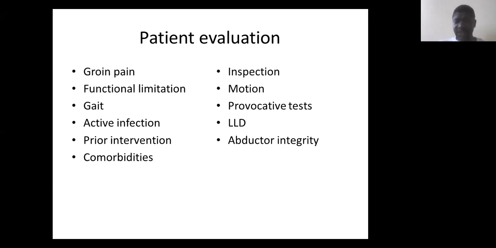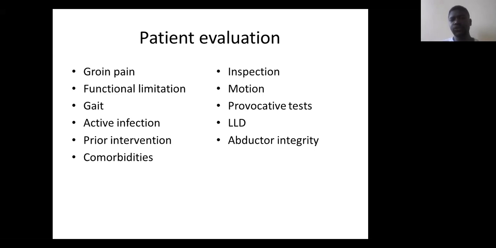In terms of examination, one, inspect their gait when they are walking in, taking a look at the hip, the position of the hip, any contractures around the hip, any surgical scars, any suggestions of active infection in the hip. Then motion, passive and active range of motion, and also we should assess particularly the abductor integrity, since abductor deficiency or weakness predisposes these patients to instability postoperatively.